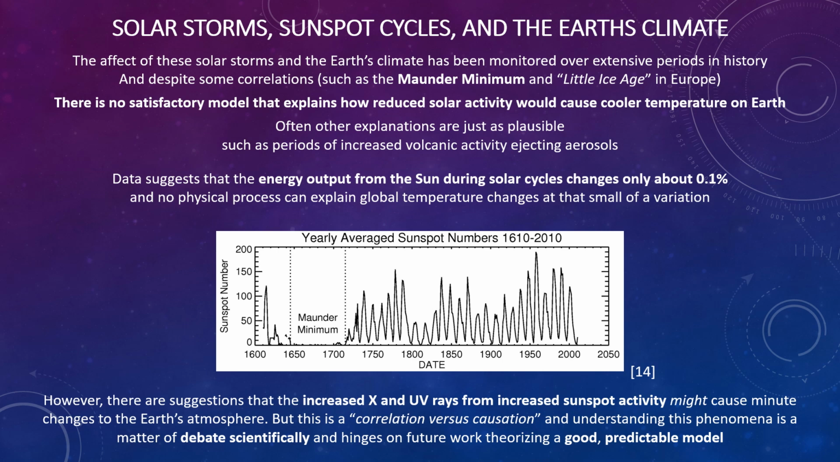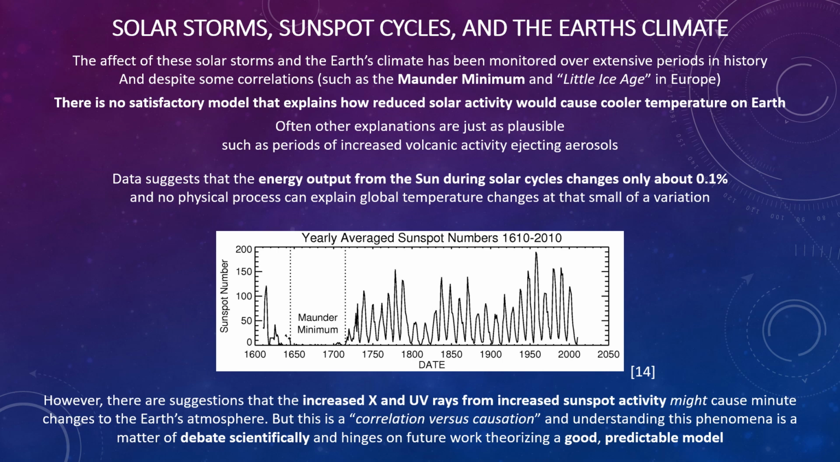The effects of these solar storms on Earth's climate have been monitored for a while in history, and despite some correlations, such as the Maunder minimum, a minimum period in solar activity, which correlated with the Little Ice Age in Europe, there has never been a satisfactory model which explains how a reduced solar activity would cause cooler temperatures on Earth. And when we look at the energy output of the sun during solar cycle changes, it only changes by about 0.1% of the energy output. So this is not really enough to change global temperatures in such a drastic way.